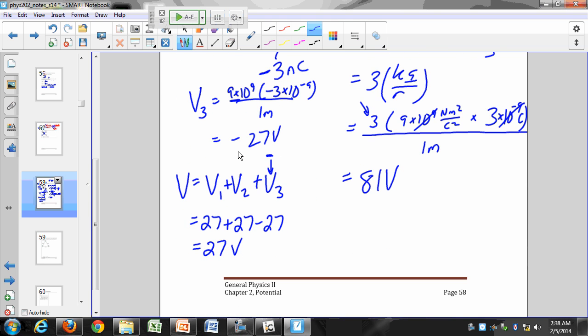Yeah. Let's try this one. There's a problem on the next page. We can try. I just have 3 charges, or 2 charges, and I want to know what is the potential at the top. So I want y'all to try that. I'm going to start if you like.